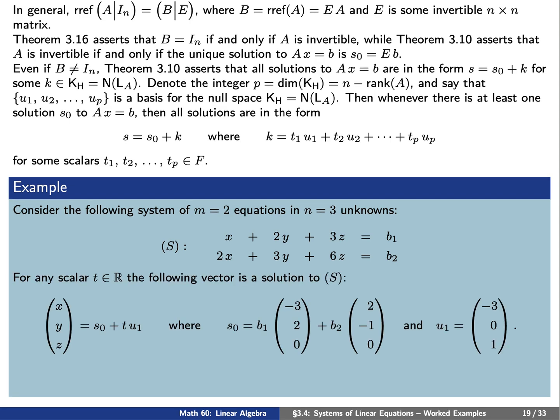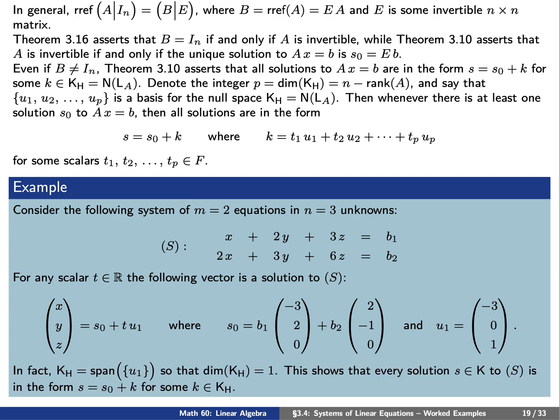Doing some algebra, we see that a solution to this system, capital S, is S0 plus a scalar t times u sub 1, where S0 is the vector you see on your screen, and u sub 1 is this vector, -3, 0, 1. Actually, you can check that this vector u sub 1 is in the null space of our coefficient matrix, and you can moreover check that K sub H is actually spanned by this one vector u sub 1, showing that the nullity of our matrix, that is the dimension of K sub H, is just 1.